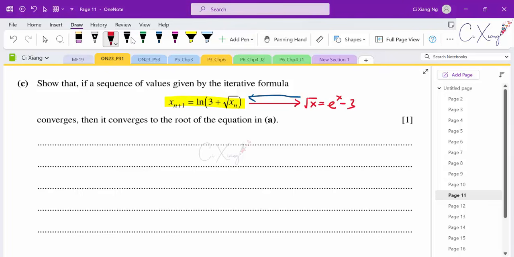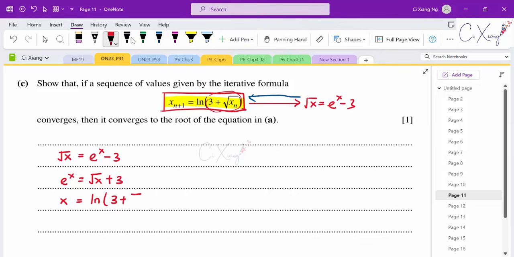Okay, so for me, I will start from the original equation. I just want to show that this original equation can give me this iterative formula. So let's start. I will group square root x and 3 together to become square root x plus 3, because in my solution here I can see square root x plus 3. Then when I take ln both sides, the answer is out. So it's a very simple proof. You can see that the iteration formula can be obtained from the original equation provided in part A.